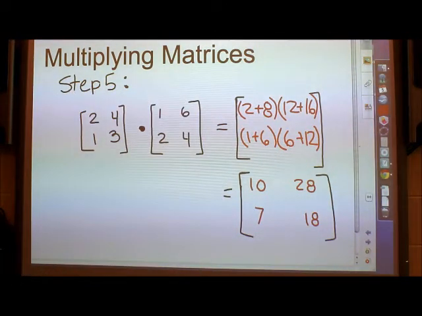If that seems like a lot of information being thrown at you, there's an even simpler way to look at it. You write out the equation, multiply the rows by the column, and then simplify.